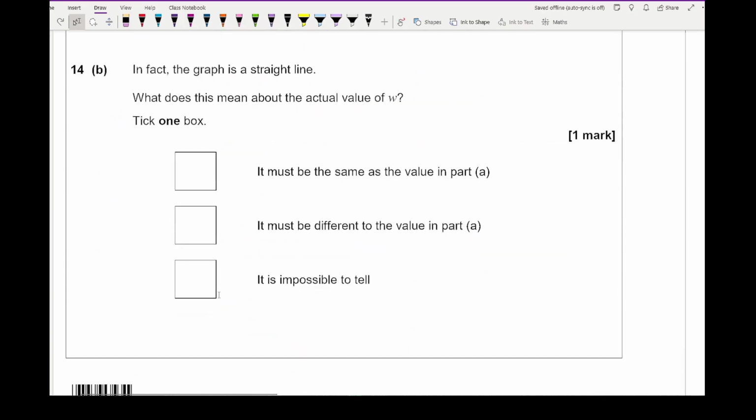Moving on to B, it says, in fact, that the graph is a straight line. What does this mean about the actual value of w? Well, if it's a straight line, we don't really know any other information. We don't know what the gradient is. All we know is it's a straight line, so it's going to be along the lines of y equals mx plus c. So it's going to be absolutely impossible to tell what impact that's going to have on the value of w. Even though we know the x-ordinate, because we don't know the gradient and we don't know what the y-intercept is, it's going to be impossible to know.